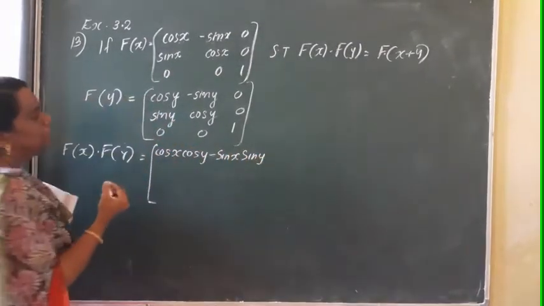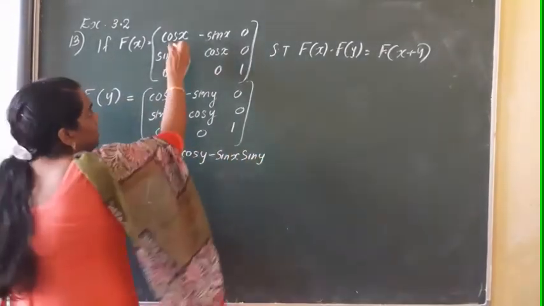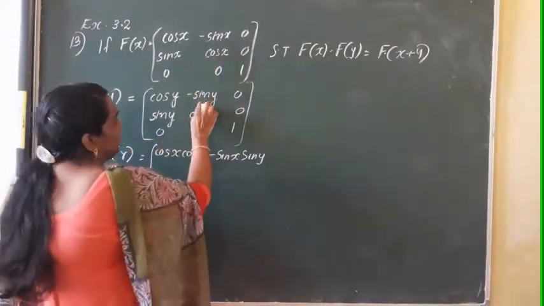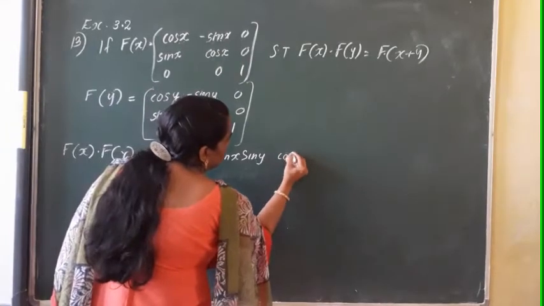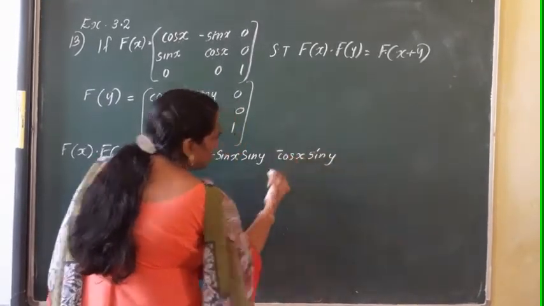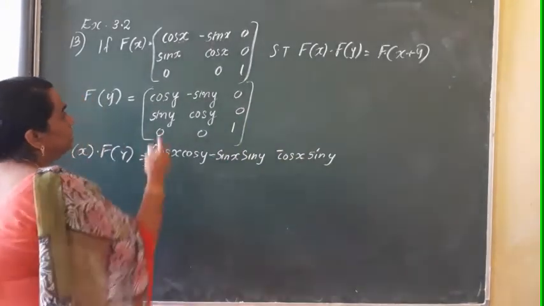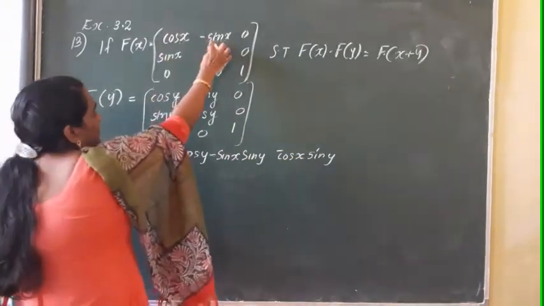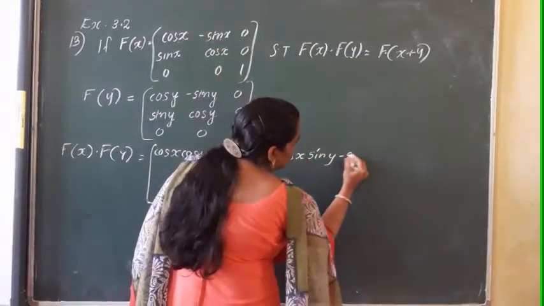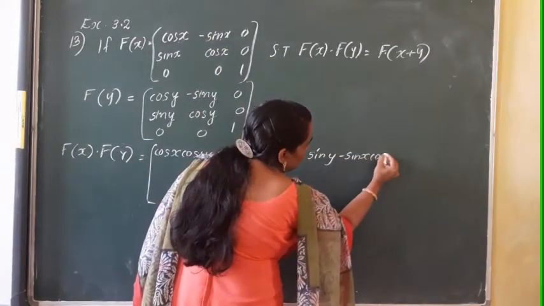Second element, how to get the second element? First row, second column. Cos x into minus sin y, that is minus cos x sin y. Then next, minus sin x into cos y, minus sin x cos y.